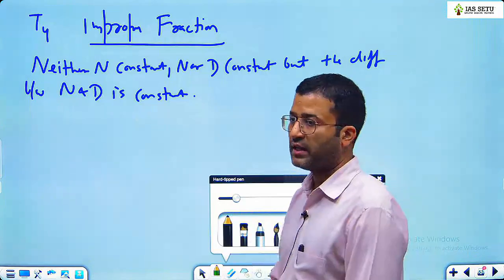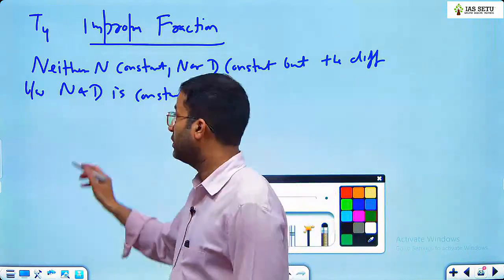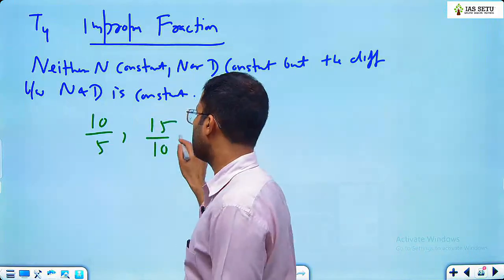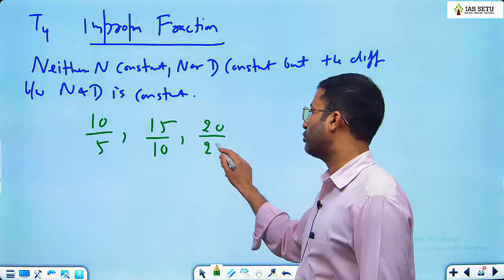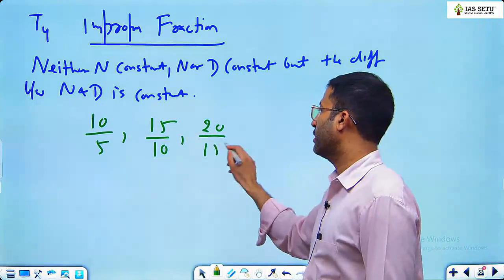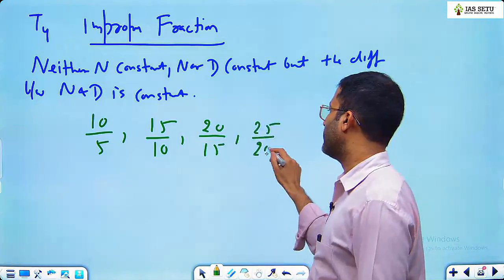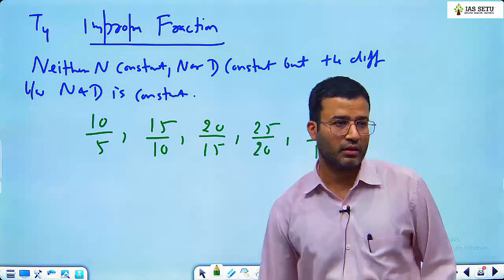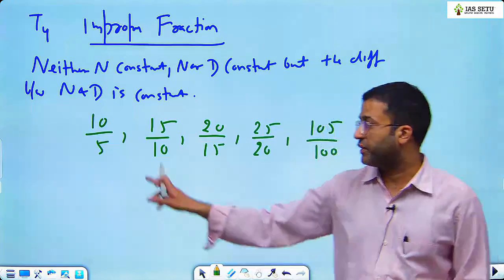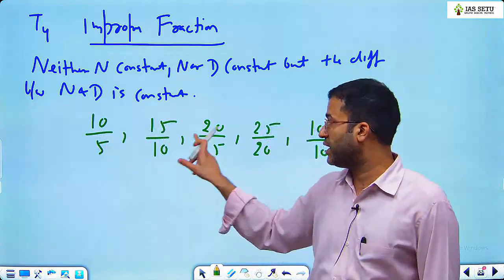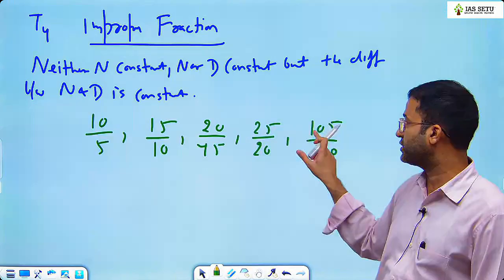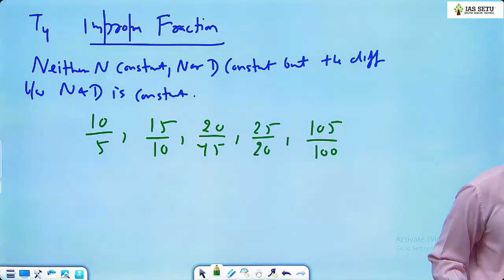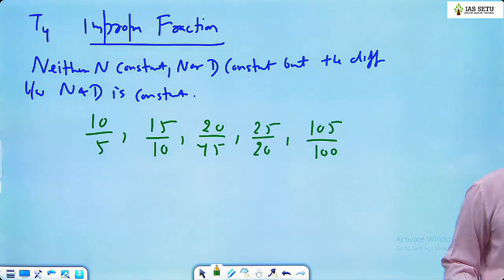I give you an example of improper fractions: 10 by 5, 15 by 10, 20 upon 15, 25 by 20, 105 upon 100. If you check, the difference is 5 every time. We have a difference of 5, 5, 5, 5.